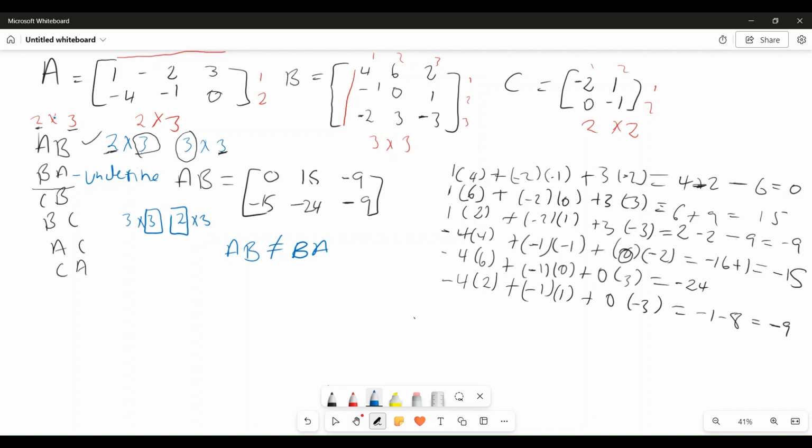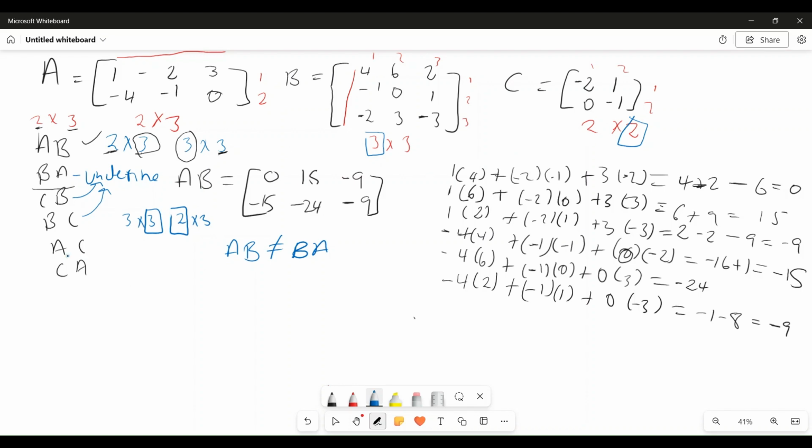So now let's move on to check CB. Can we compute the product between matrix C and B? We start off with matrix C, which has 2 columns, and matrix B has 3 rows. Since the number of columns and rows are not the same, we cannot compute such a calculation, so this one is undefined. Now BC is also going to be undefined. You can go check that, since the number of columns in B is 3 and the number of rows in C is 2.